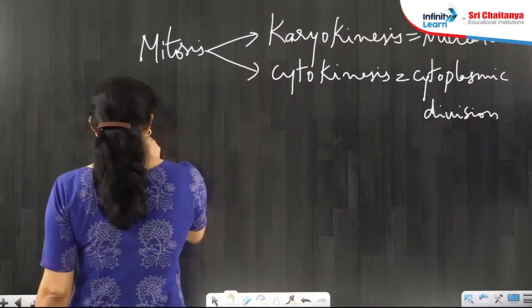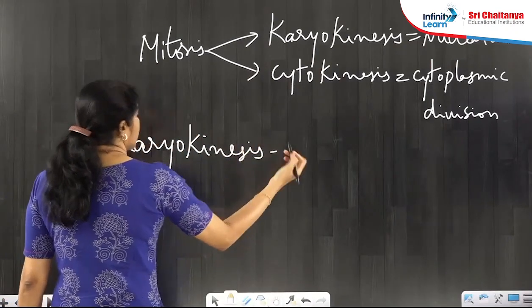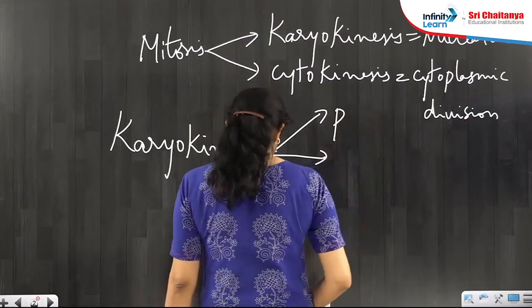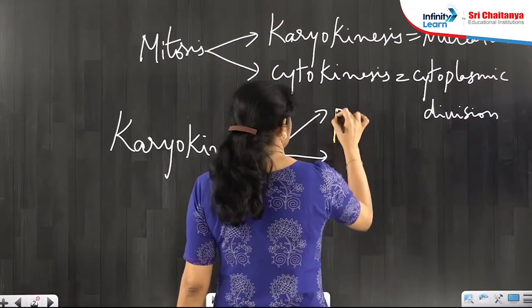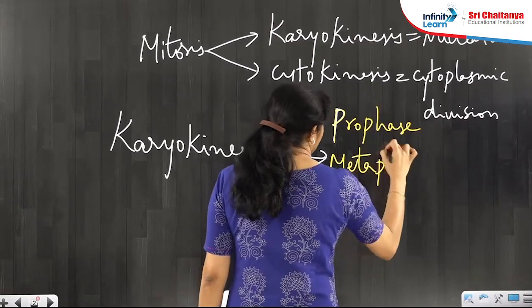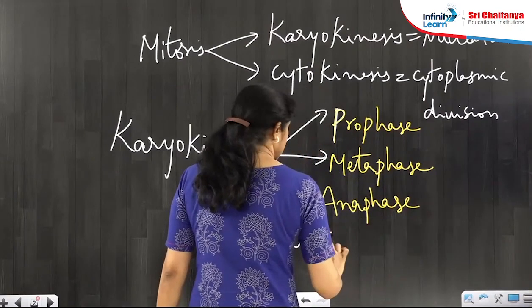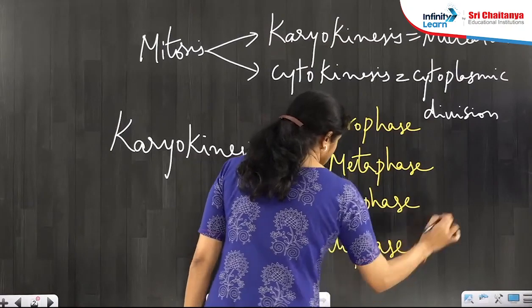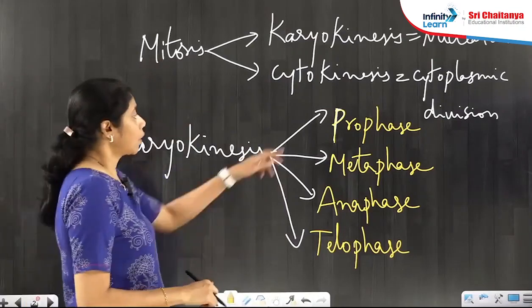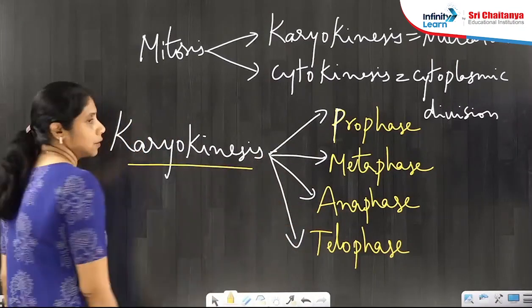For the sake of convenience, this karyokinesis is divided into four stages, which are called as prophase, metaphase, anaphase and telophase. So karyokinesis is divided into four phases or four subphases. They are called as prophase, metaphase, anaphase and telophase. So these four will be there in the karyokinesis.